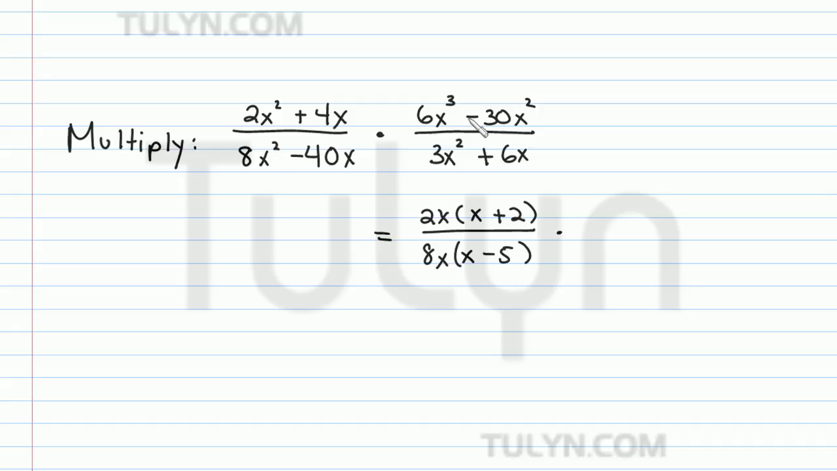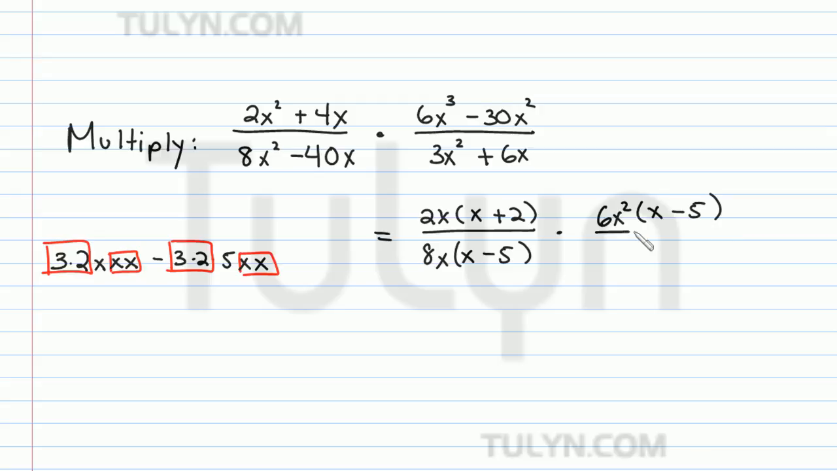So now let's do the numerator of the second term. So 6x cubed is 3 times 2 times x times x times x, minus 30, which is 6 times 5, so 3 times 2 times 5 times x times x. And for these two, there's a 6 and there are 2 x's. And that's all that they have in common. So if we factor out a 6x squared, what are we left with? In the first term, we're just left with x minus 5.